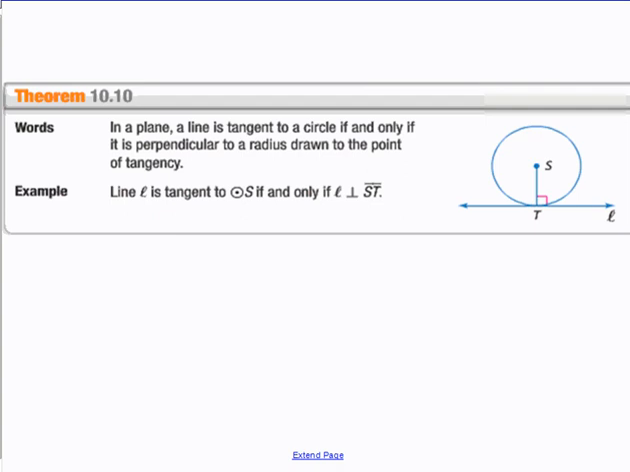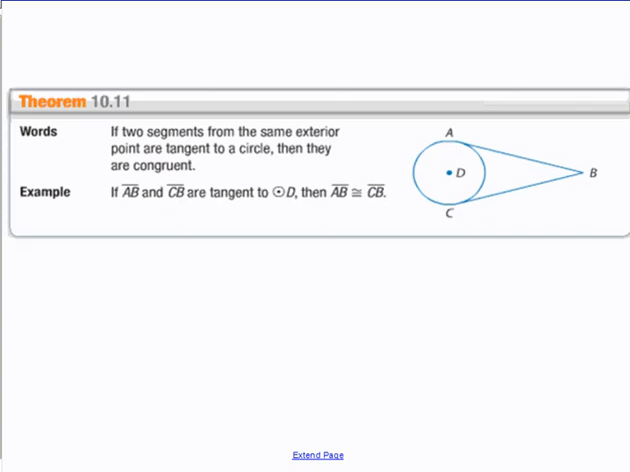A tangent is touching one point of the circle, and the shortest distance from a point to a line is a 90-degree angle. So this, from the center to the tangent, is a right angle. So if two segments from the same point, this point here, are tangent to the same circle, these two segments are congruent.